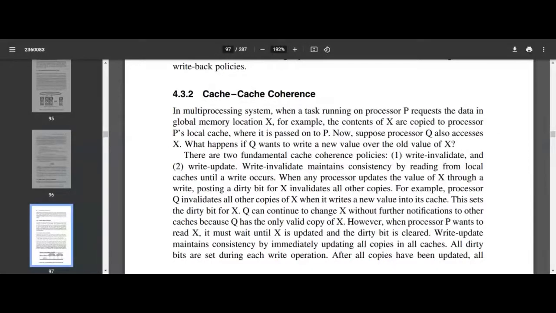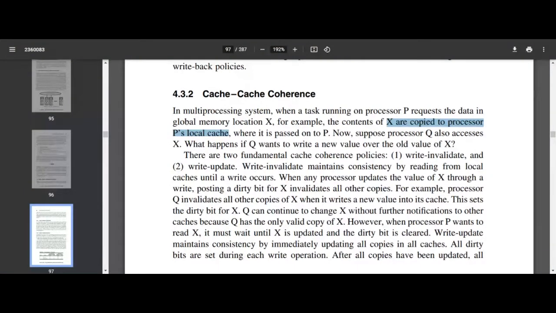In the multiprocessing system, a task running on a processor P requires the data in the global memory location X. For example, the contents of X are copied to processor P's local cache. So what happens when it is passed on to P? Now suppose processor Q also accesses X. What happens if Q wants to write a new value over there? Like two processors are accessing the same memory X.